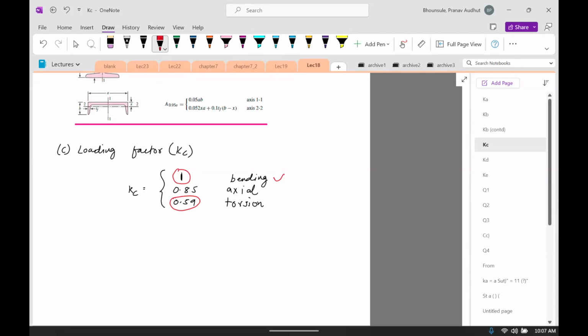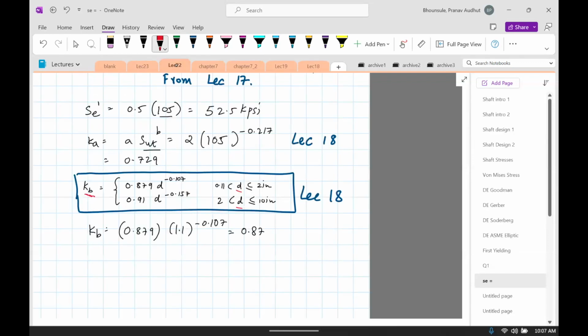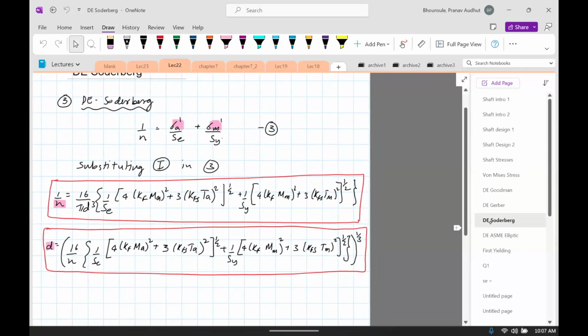So if you use one, what will happen? Between the two, one of them is bigger than the other. The one for bending is larger than the one for torsion. The effect of using a larger value for Kc would mean that Se would be larger. And if you go back to equation 22, your factor of safety would be proportional to Se. So a larger Se would give you a larger factor of safety, and a lower Se would give you a lower factor of safety. So it's just a choice you need to make. Which of those you think is better, you would go with.